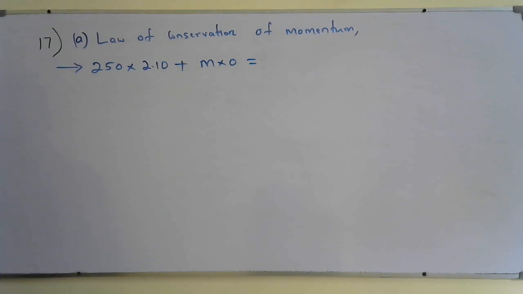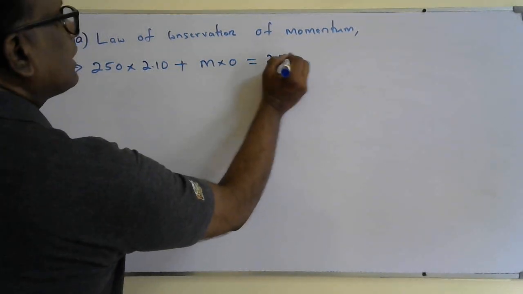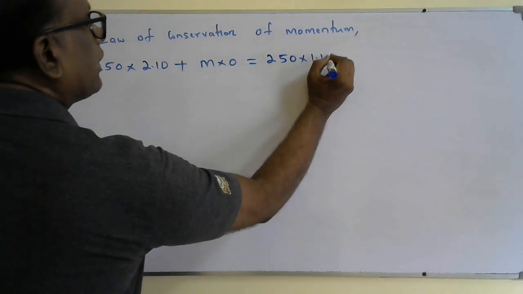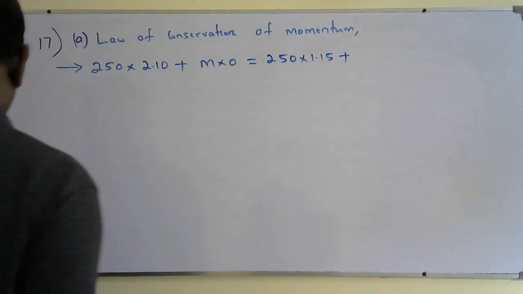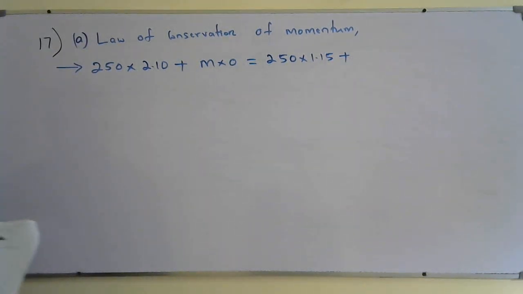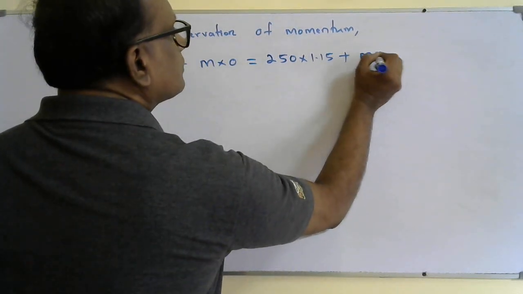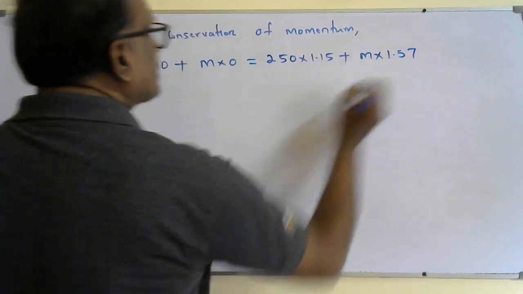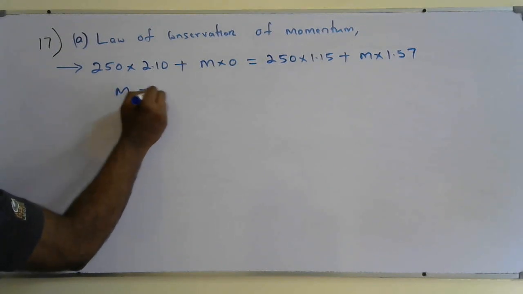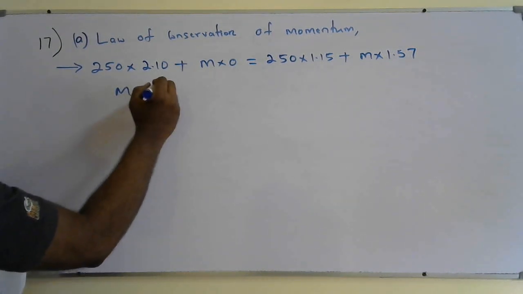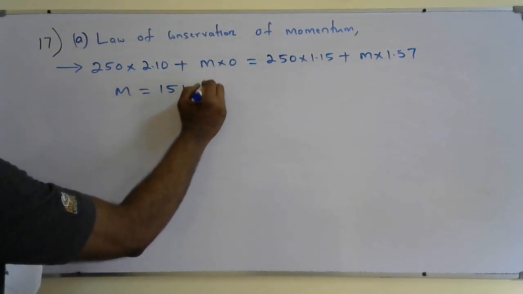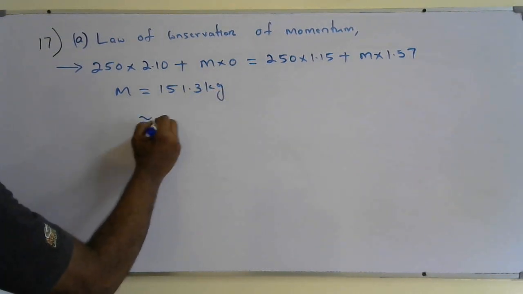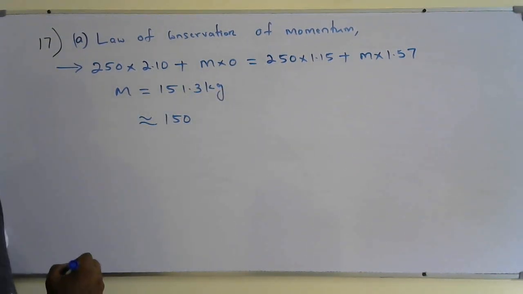After collision, P is moving at a velocity of 1.15 meters per second, so 250 into 1.15. Q is moving at a velocity of 1.57. Simple question. So find M from here. You will get 151.3 kilograms, approximately 150 kilograms.